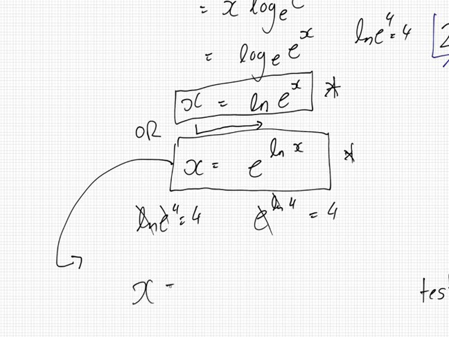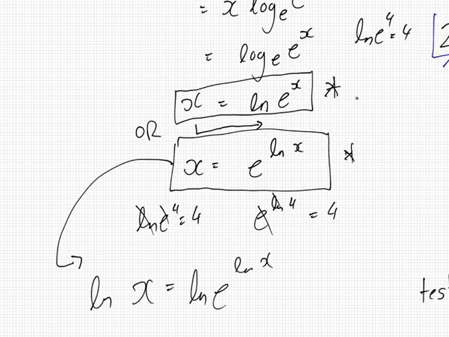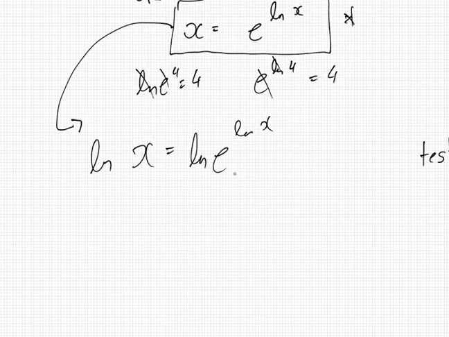This is x. This is e power log x. What else is there to say? I could put log on both sides, couldn't I? So log here and log here. And you're happy with this one because I proved this one. So I use that result here. I get log x equals log of e power log x.